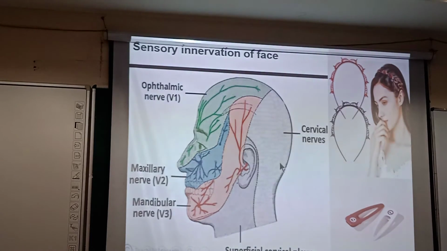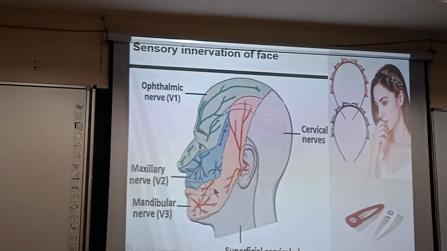And these are by the cervical nerve, the superficial cervical plexus. This one is the face, and these are the sensory innervation of the face. Very important. This is how you have to keep the picture in your mind.